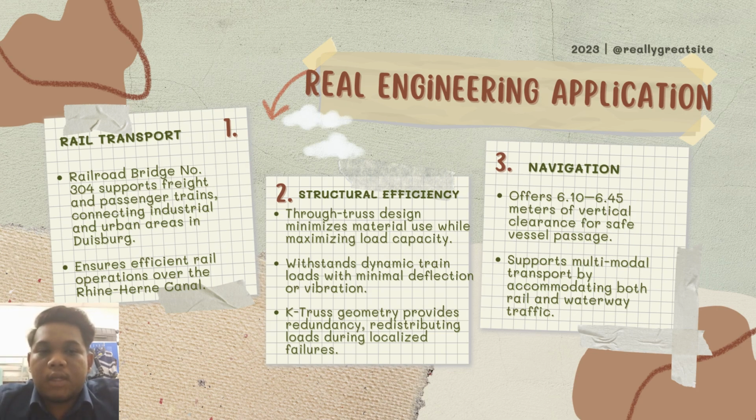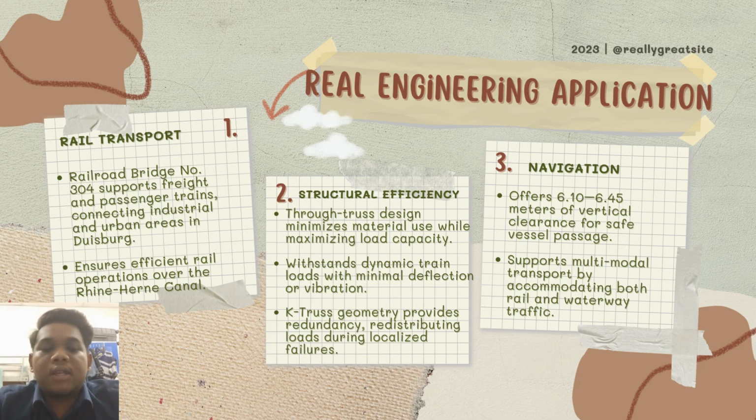Number two is structural efficiency. Through truss design minimizes material use while maximizing the load capacity. Withstand dynamic train load with minimal deflection or vibration. K-truss geometry provides redundancy, redistributing loads during localized failures.